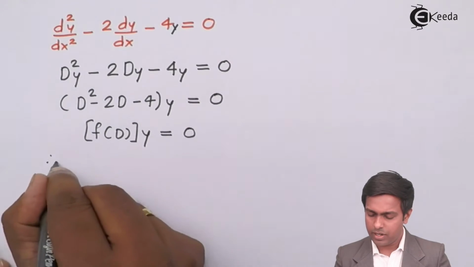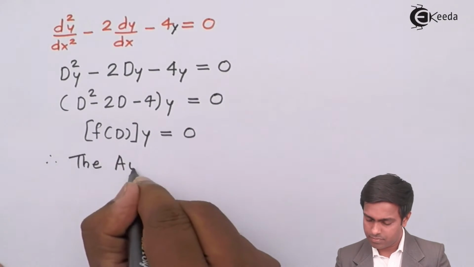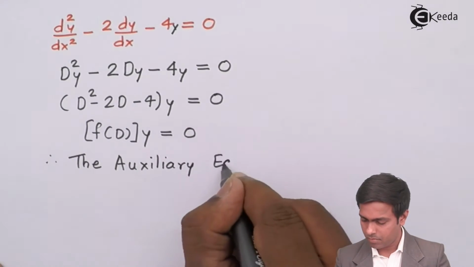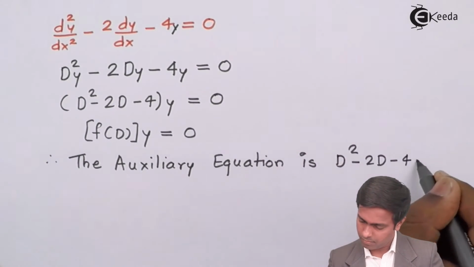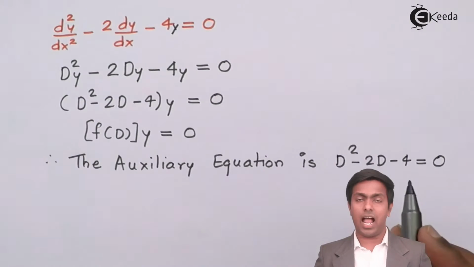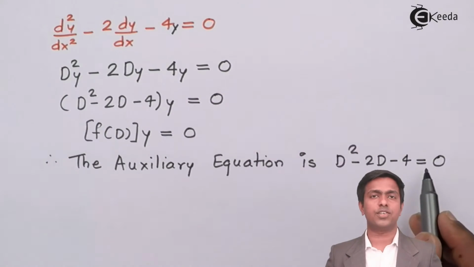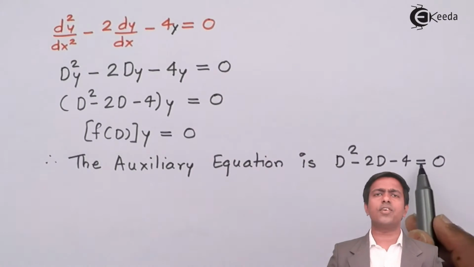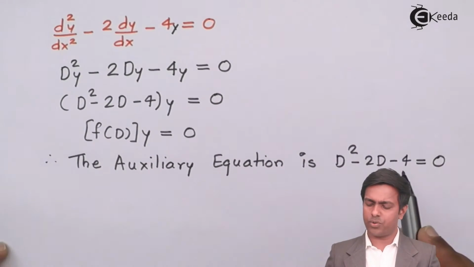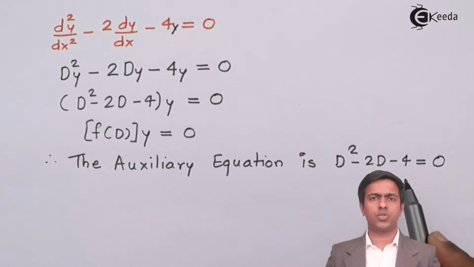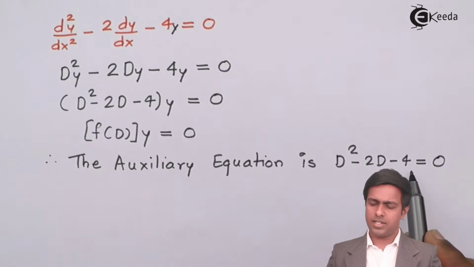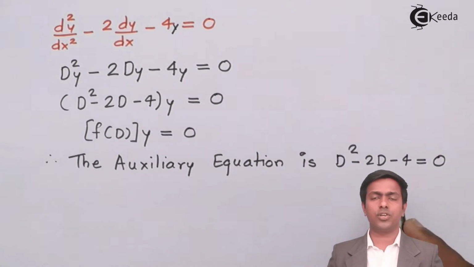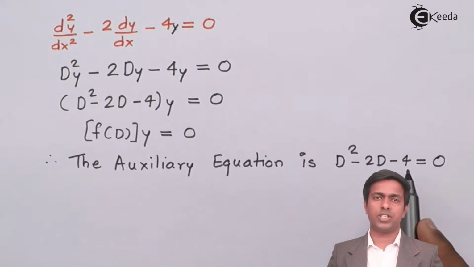So here I'll say therefore the auxiliary equation is d square minus 2d minus 4 equal to 0. So guys, this is the auxiliary equation, and I'm going to find out the roots of this equation. So let's start. This is a quadratic equation. To find out the roots, we have to factorize the minus 4. Now minus 4 is minus 2 into minus 2, or minus 2 into plus 2, but we are not getting this term. Or minus 4 is minus 4 into 1. Still we are not getting this term. So we'll find out the roots of this equation by using the formula.